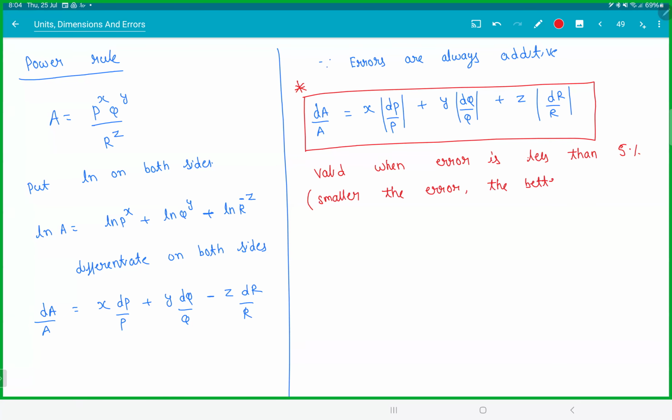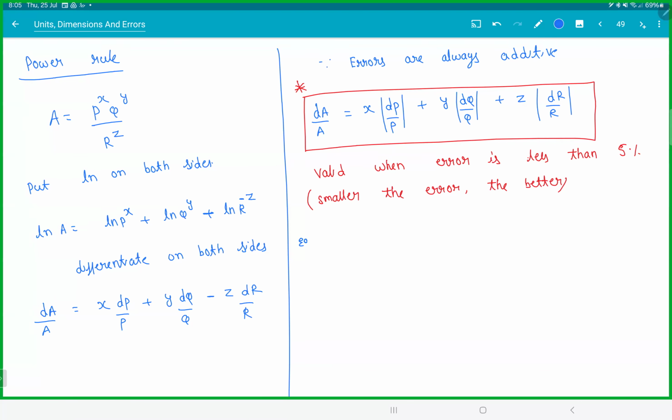Why so? Think about it. The moment you say dA, dP, aren't you talking about a very small change in values? 10% is not a small change, right? Technically speaking, dA, dP should be something like 0.1, 0.01. We are talking about such small values. But up to 5% is still acceptable. So keep that in mind.